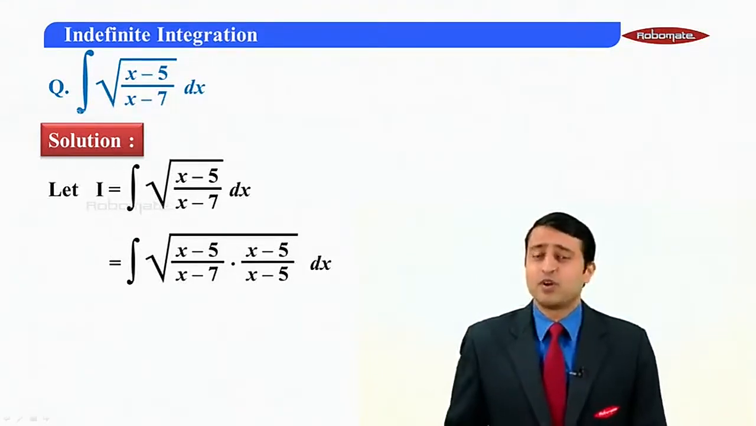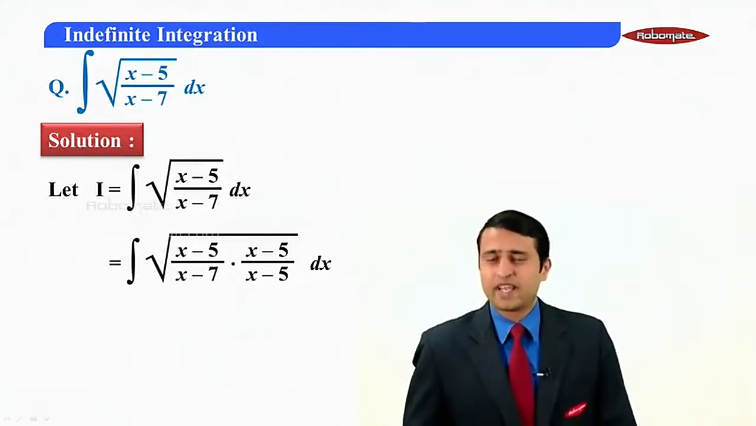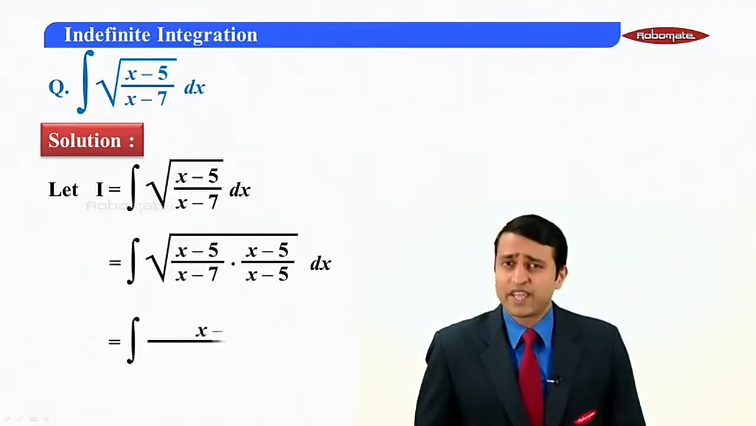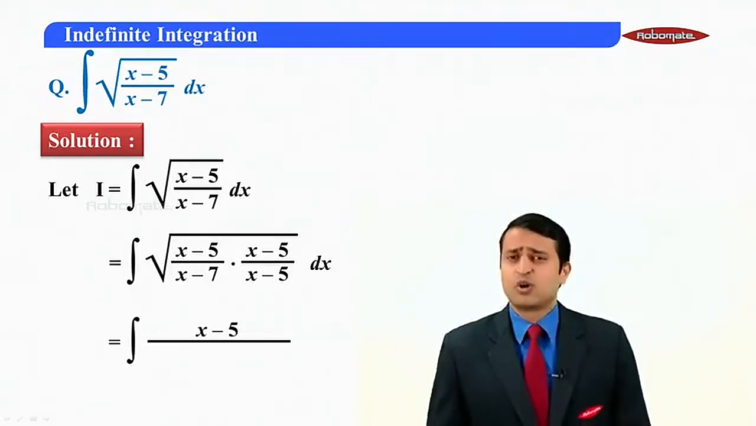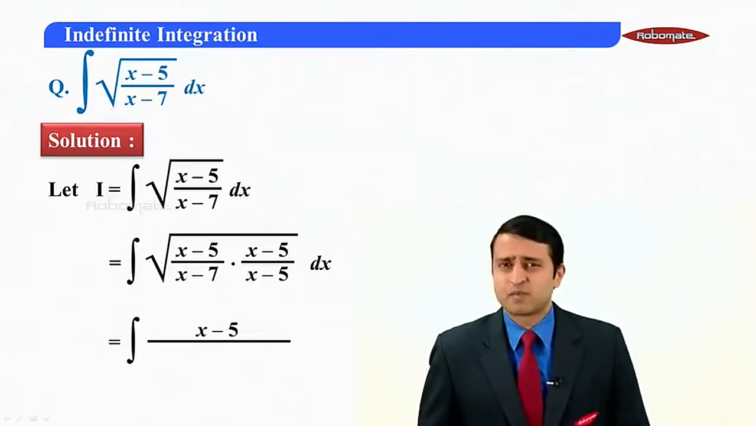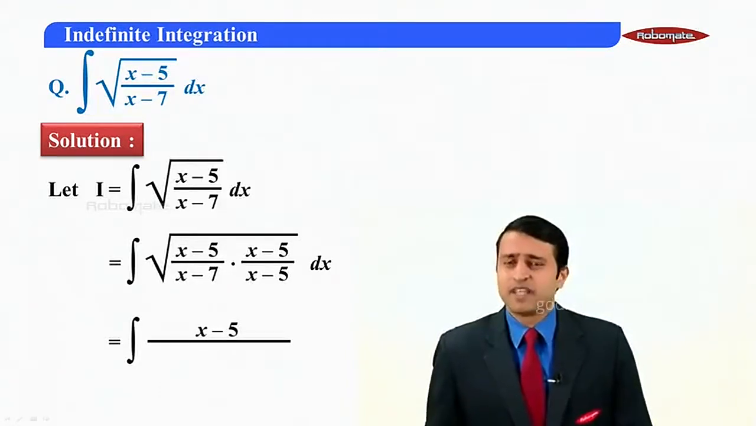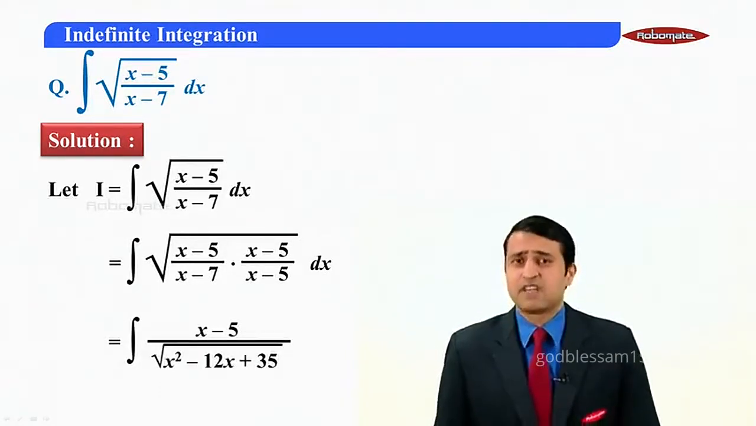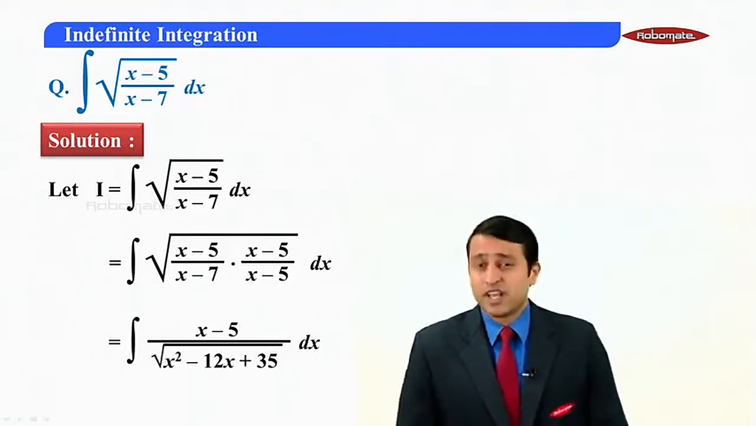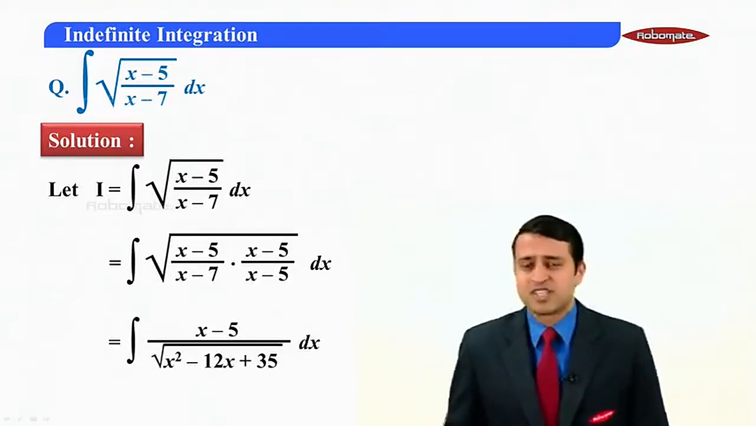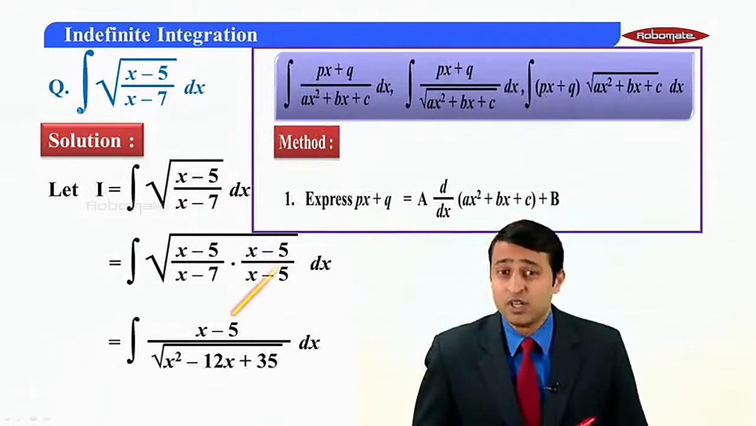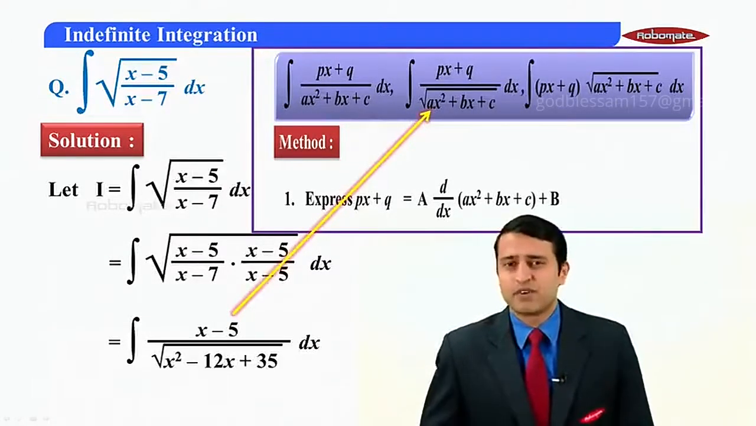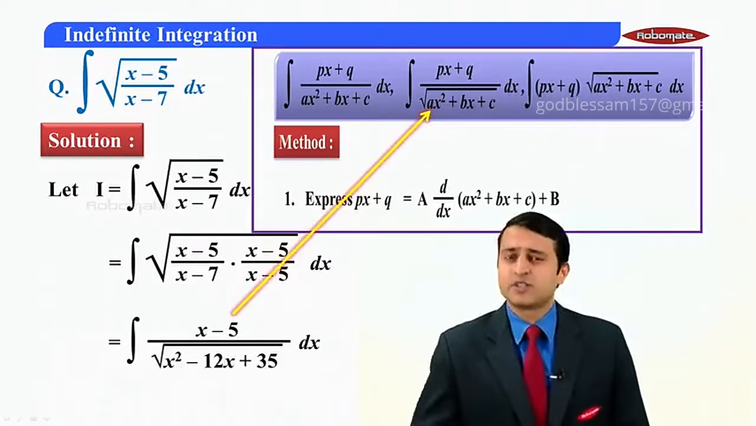Obviously dx will follow. So in the next step now, I can write it as integral of x minus 5 upon root of x minus 7 into x minus 5, anybody's cup of tea, that's x square minus 12x plus 35, and dx is also there. Now you may check, my dear students, this is of the type linear upon root quadratic. Very much for your reference, I have put the screenshot here.